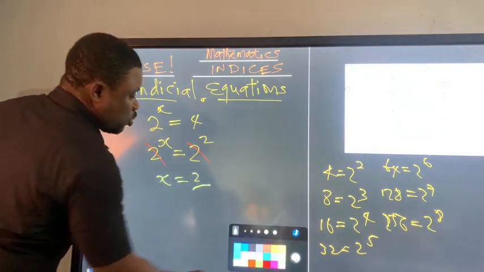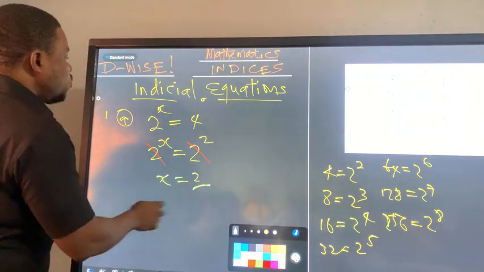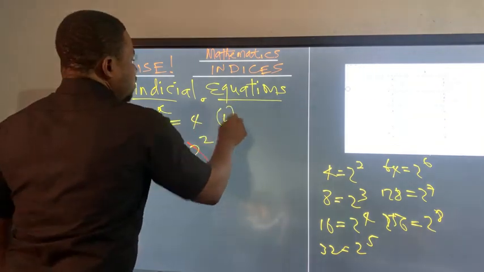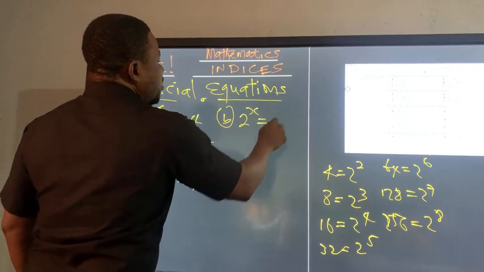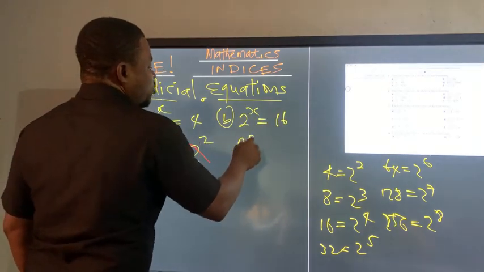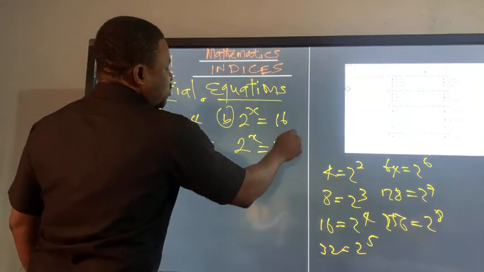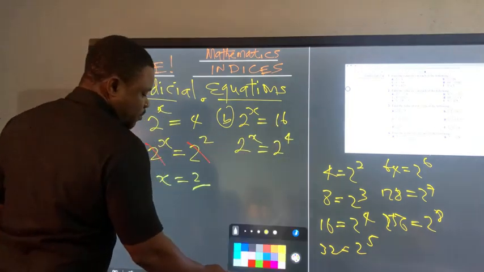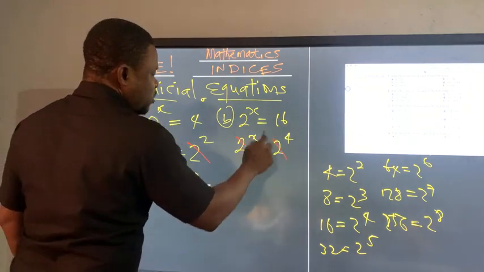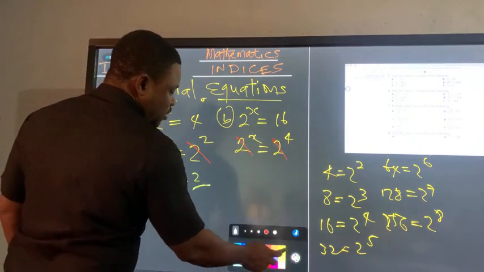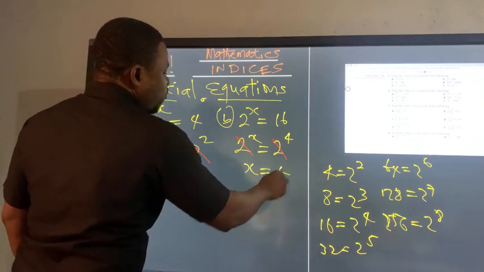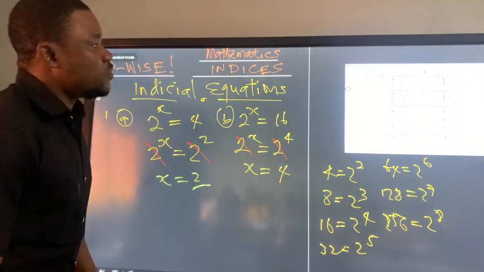Alright, for the second question, I have 2 to the power of x is equal to 16. You already know where I'm going, right? 16 is 2 to the 4th power. And what will happen? 2 cancels 2. Eventually, x will equal 4. Right?